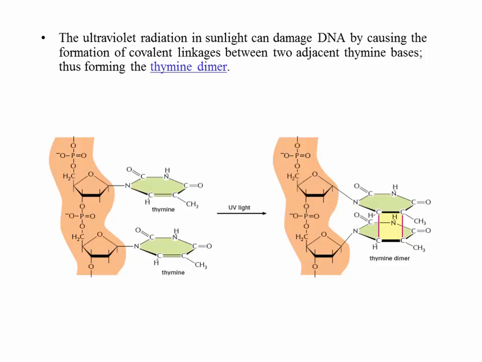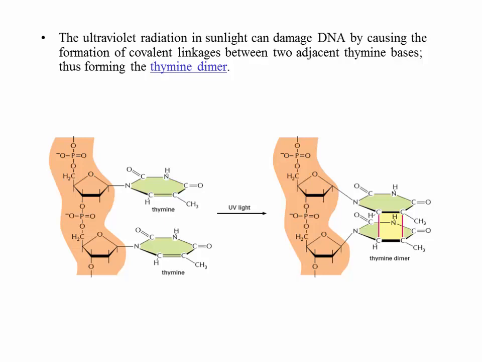Another way in which DNA mutation can occur is every time you step out into the sunlight. Right, the DNA in your skin cells is getting mutated. Why? Because the ultraviolet radiation in sunlight, it can damage DNA by causing the formation of covalent linkages between the adjacent thymine bases, thus forming what is called the thymine dimers. Like some linkages are established here, right? So these have to be corrected, because if they are not corrected, you will get skin cancer, right?